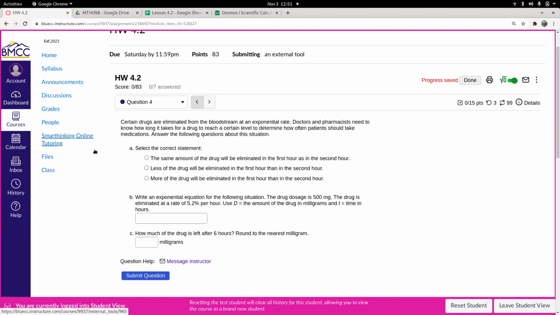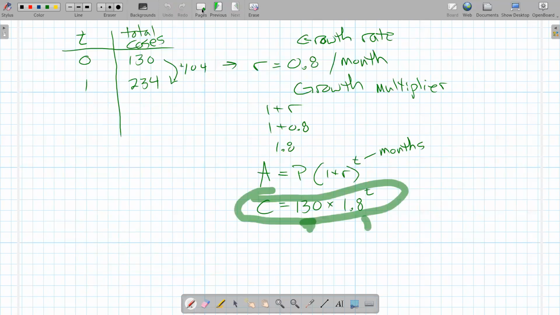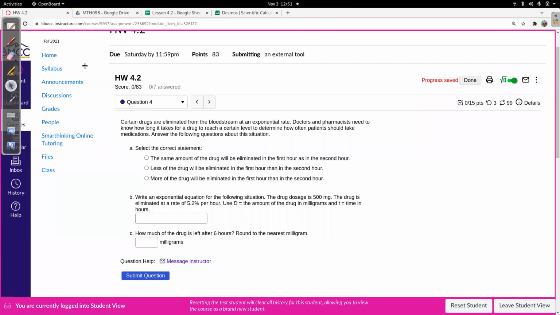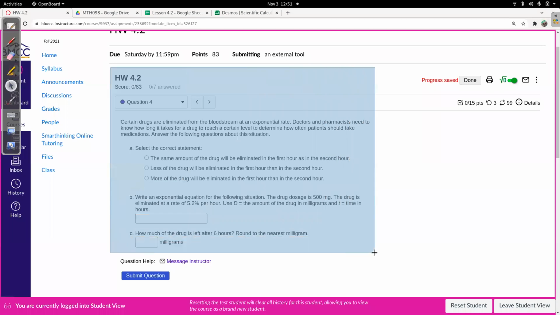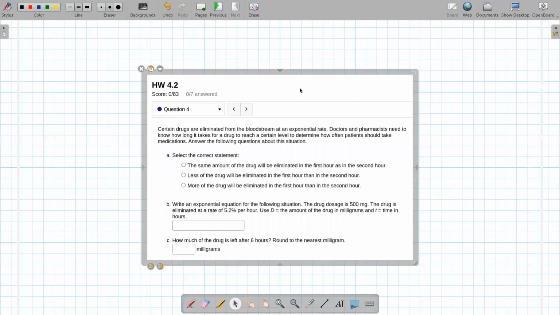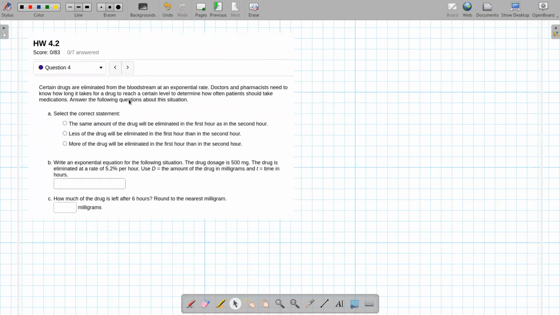So let's see what we got. Let's put it together. Okay, so again, we have an exponential rate going on for the drug elimination. And the first question says, select the correct statement.